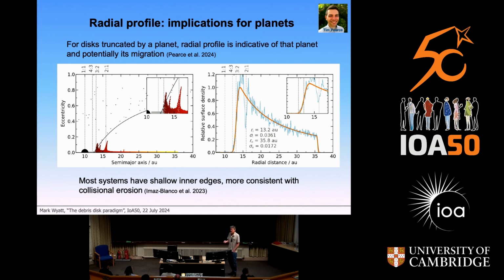And we found that actually this is not necessarily the case, because what you can see from these simulations is that the shape of an inner edge carved by a planet is very sharp, and most of the disks that we see have much shallower inner edges. Some of them are sharp, but many of them are much shallower, and that's not consistent with being shaped by a planet at the inner edge, but rather by collisional erosion, because collisional erosion would have depleted the inner edge of the belt much faster than the outer edge.